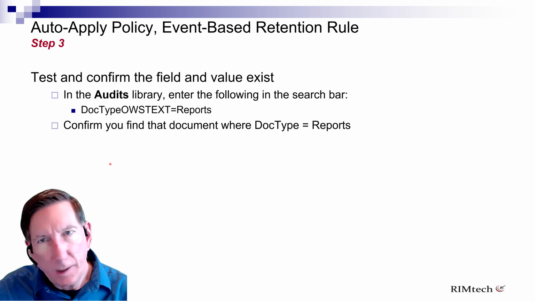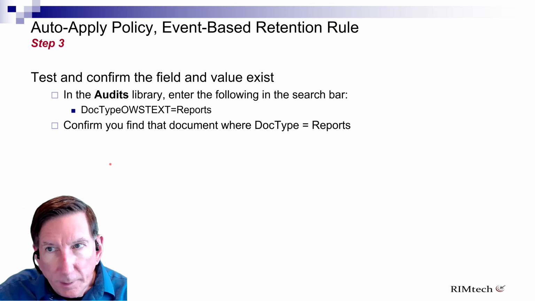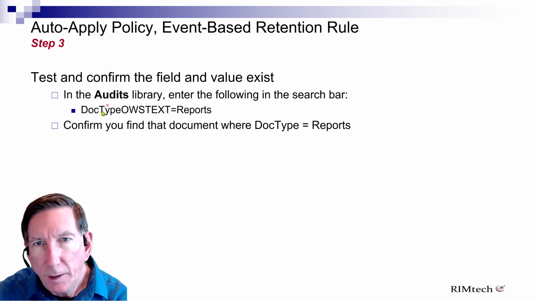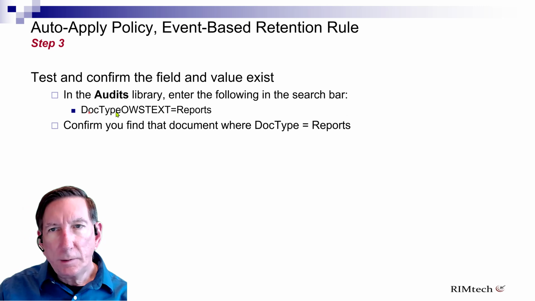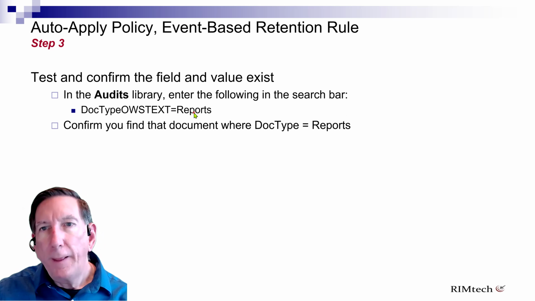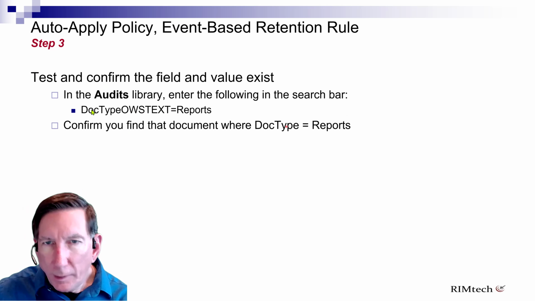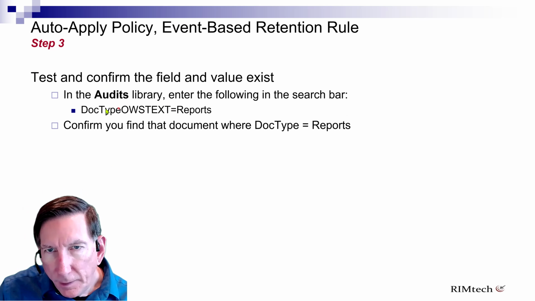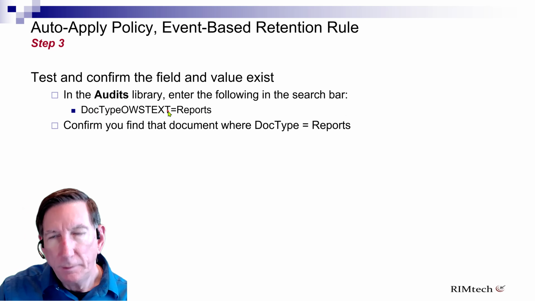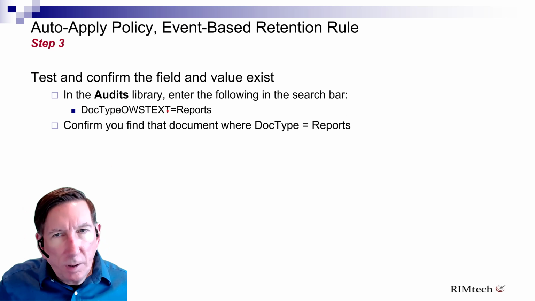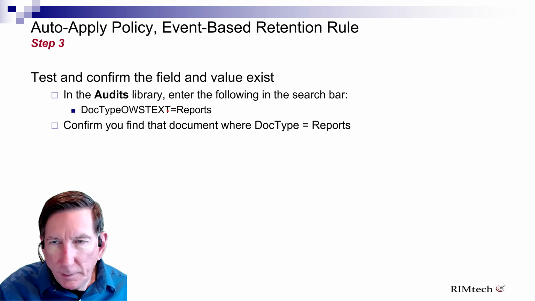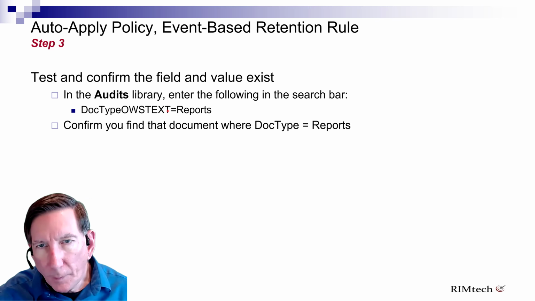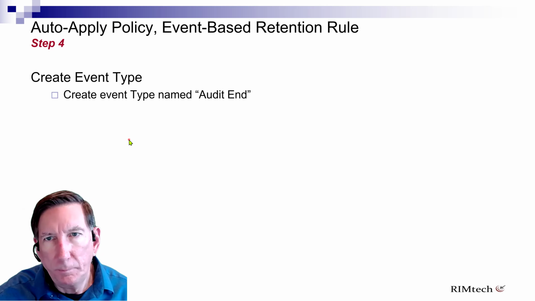Now you want to know, did that work? Can I find my document? So you go to the audits library and you type this into the library search bar: doc type OWS text equals reports. Okay? And assuming you find it, now why are you typing that in? Because that is the managed property. Okay? Not the crawled property, the managed property. So we're testing and confirming that that managed property is the one we're after. Okay? And if you find it, you're good to go.